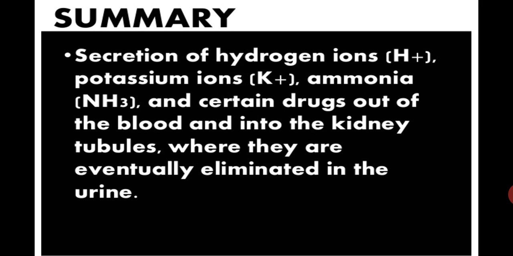The third step was the secretion: the secretion of hydrogen ions, potassium ions, ammonia and certain drugs out of the blood and into the kidney tubules, where they are eventually eliminated in the urine. So this secretion process again helps the body to get rid of some chemicals or substances which are not needed by the body and have to be eliminated from the body. So this is all about the urine formation process.